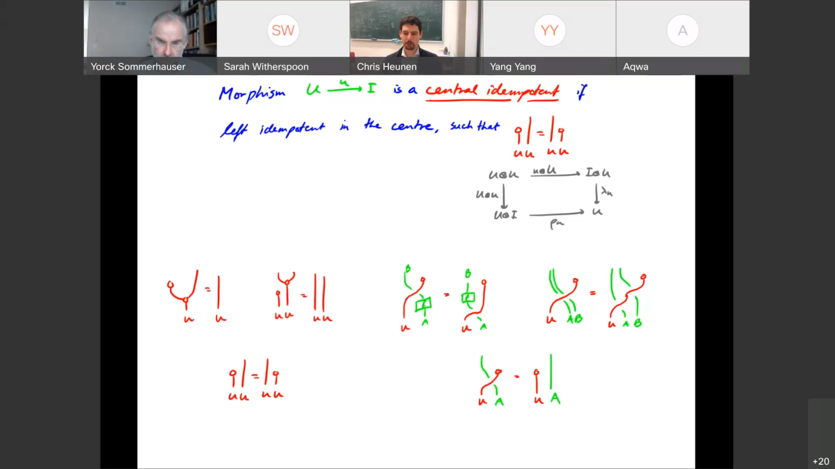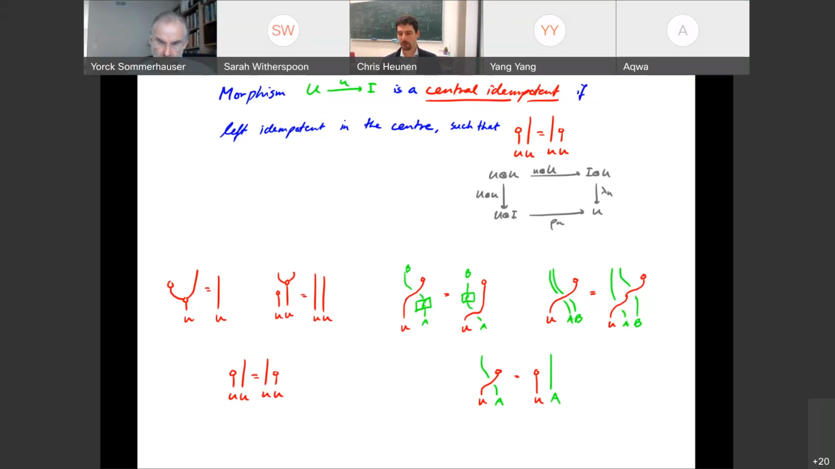And then on the right, we have these pictures with the green in them. They say something about being left idempotent in the center. So first of all, being in the center means that there is a half braiding on u, which is the topmost 2 pictures. So there is this half braiding that is natural in the sense that if I first do any morphism f and then I swap u with the codomain of that morphism, that should be the same as first swapping and then doing f.